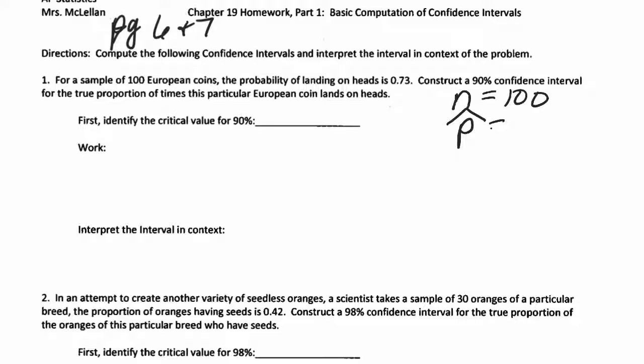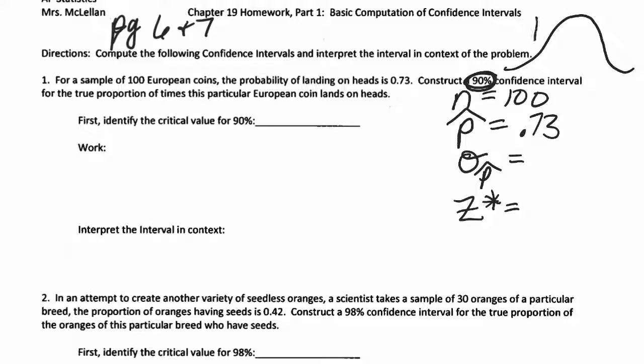So they flipped that European coin 100 times, and they had 73% of those landing on heads. So then, of course, from that, you could figure out your standard deviation of p-hat and so on. But you'll also then have to figure out your critical values, which will be plus or minus. And it's a 90% confidence interval. So you'll want to use this technique of knowing if 90% is in the middle, then 5% is in a tail, and so on. So this says, first identify the critical value for 90%. Do you recall what that was for 90%? Good. So that's your plus or minus 1.64. We actually did the work on that on the previous page.